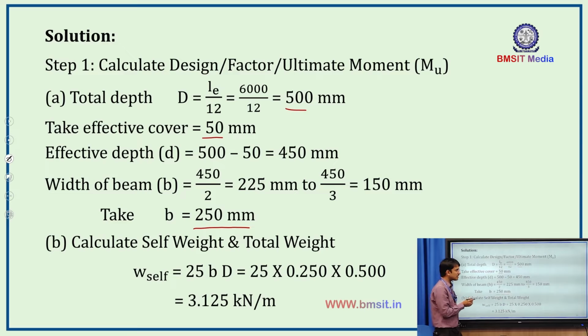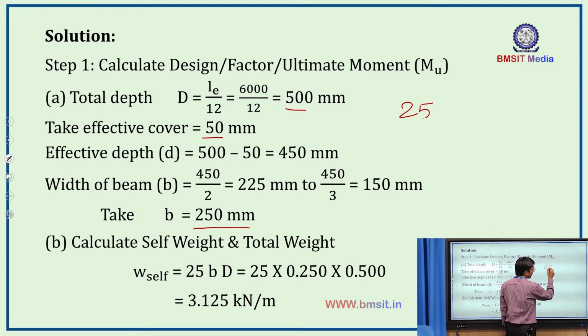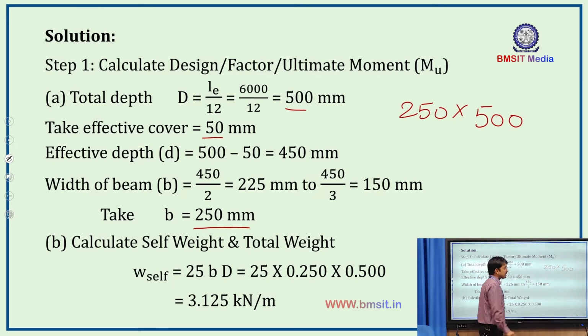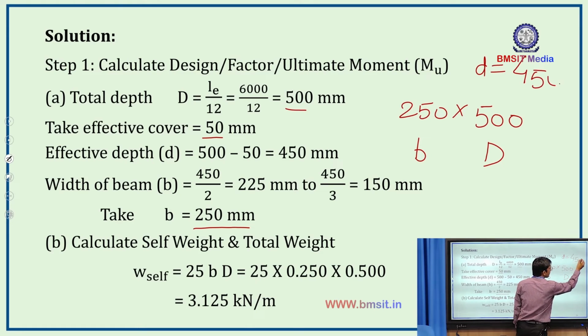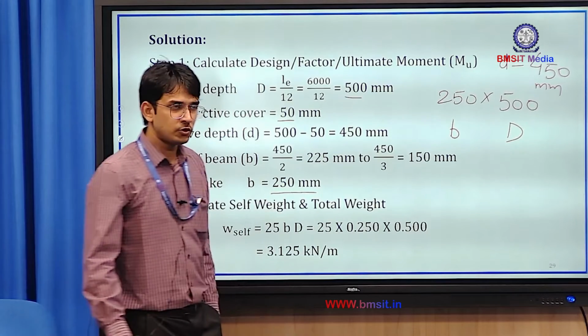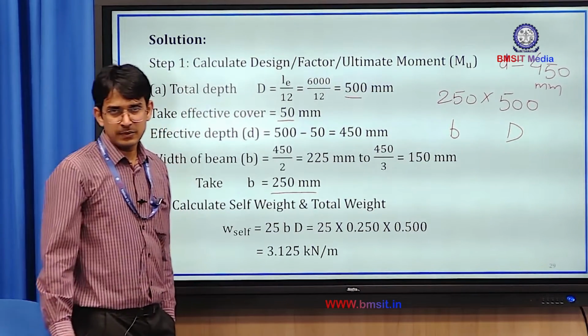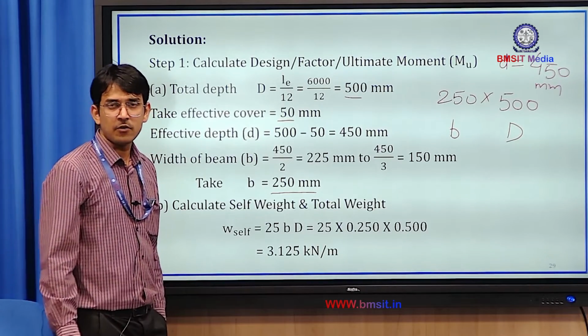So I am taking the size of the beam section as 250 mm by 500 mm. This is the size of the section, where this is the small b and this is the capital D. With an effective cover of 50 mm, the effective depth for me is 450 mm. These are the dimensions I have assumed in part A of step 1.